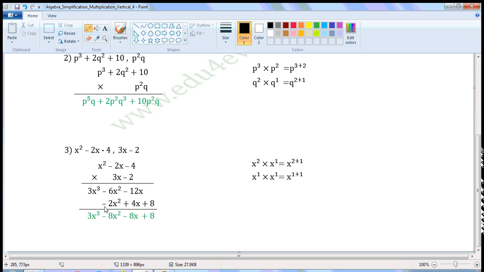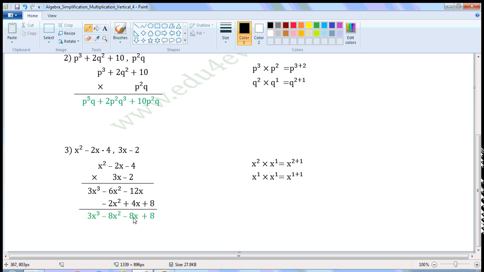Both are negative values, so add them and put minus sign. Minus 6x square minus 2x square is equal to minus 8x square. Now minus 12x plus 4x. One is a negative value, one is a positive value. Minus 12 plus 4. So we have to subtract and put the minus sign. So minus 12 plus 4.